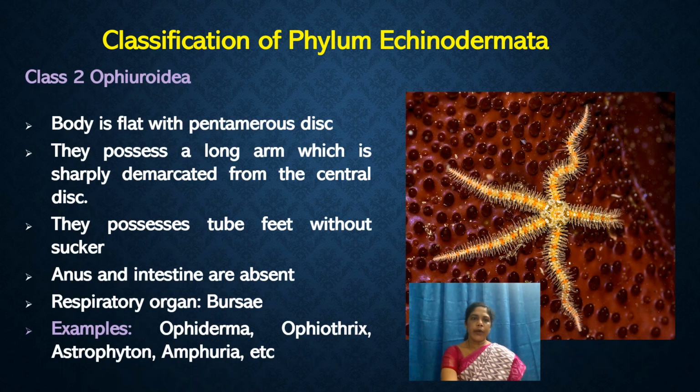In class Ophiuroidea, the organisms' body is flat with a pentamerous disc. They possess long arms which are sharply demarcated from the central disc. They possess tube feet without sucker. Anus and intestine are absent in them. Respiratory organs are bursae. Some examples are Ophioderma, Ophiothrix, Astrophyton, Amphiura, etc.